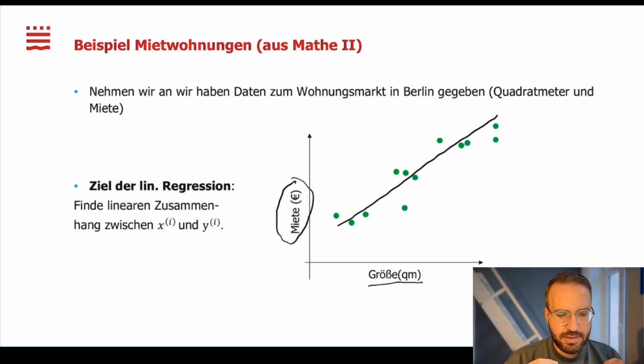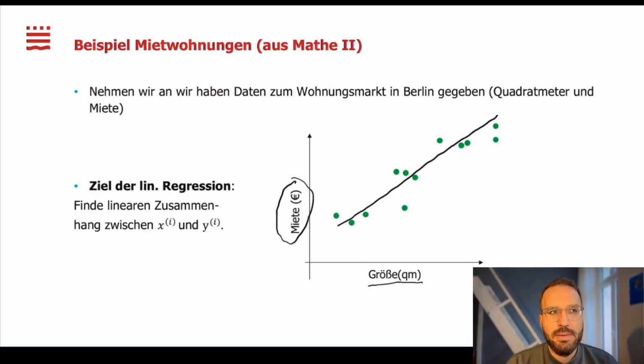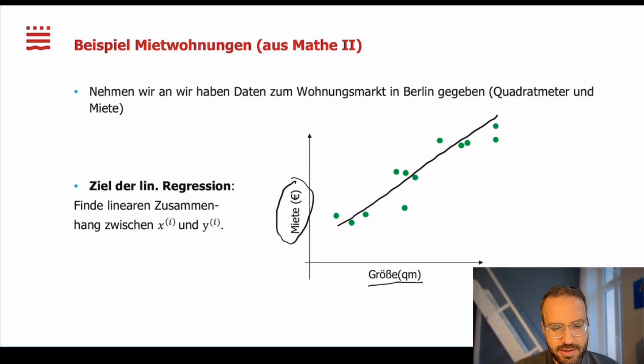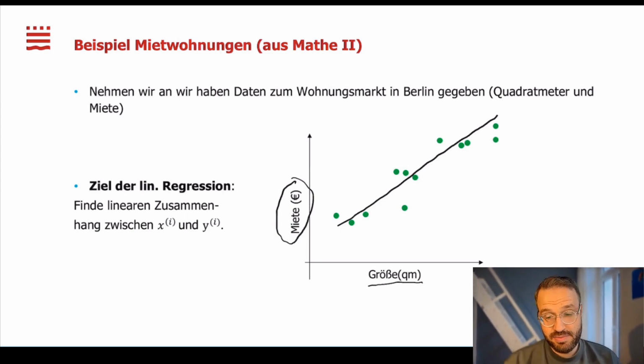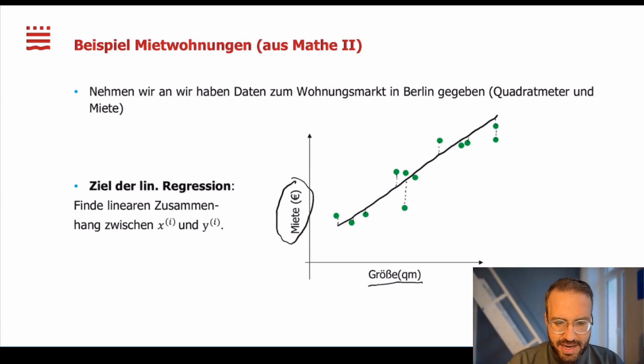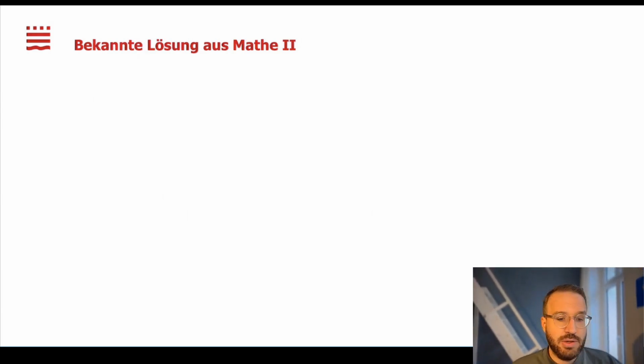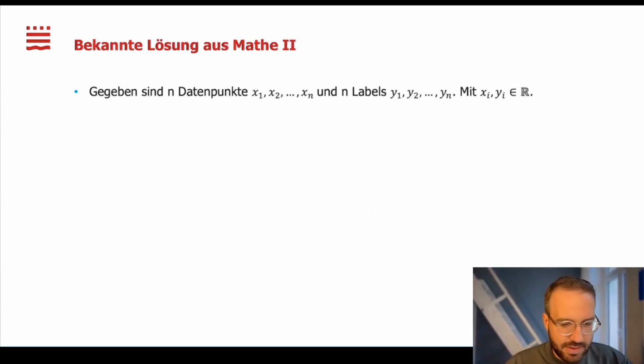And if we now recall what the goal of linear regression is, it is to find the linear relationship between these two variables. This means finding both the slope and the y-intercept. And we did this by stating that the mean squared error, which is ultimately the square of these distances to the corresponding line, is what we want to minimize. And for that, we have also seen a solution in Math 2. Let's quickly review that again.